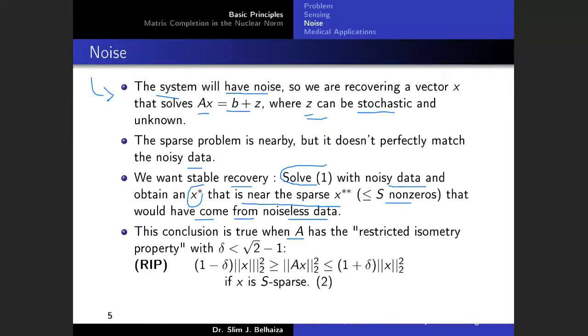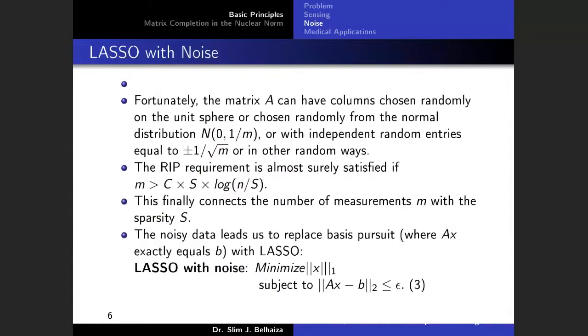So in fact, the RIP representation, or the restricted isometry property, RIP is not for rest in peace, it's for restricted isometry property. It needs to satisfy 1 minus delta times the L2 norm squared of X is less than the norm 2 of AX squared, which is less than 1 plus delta times the norm 2 squared of X, okay, if X is sparse.